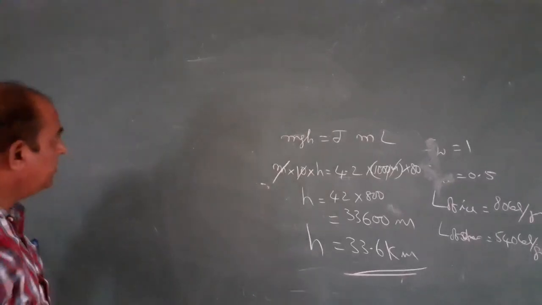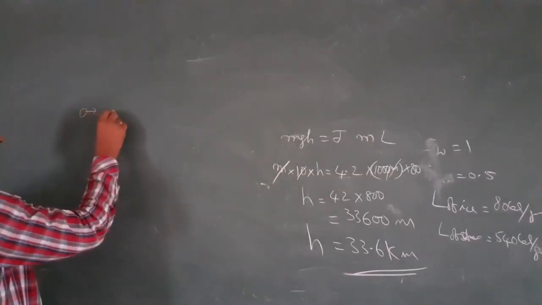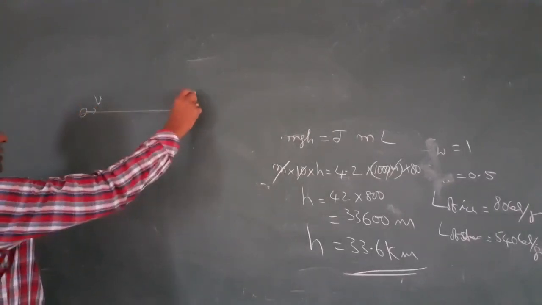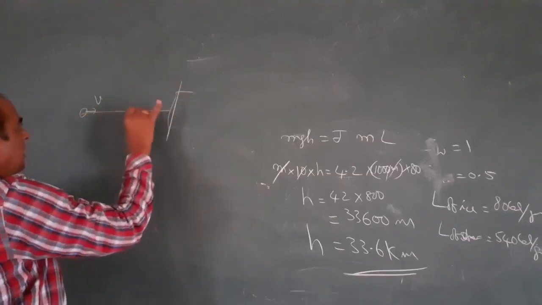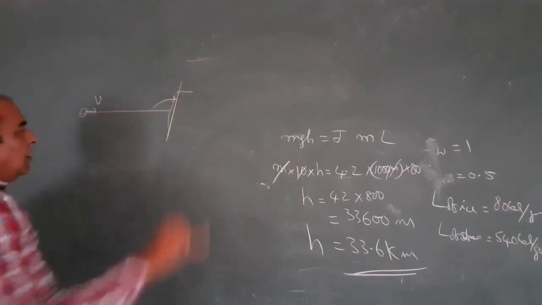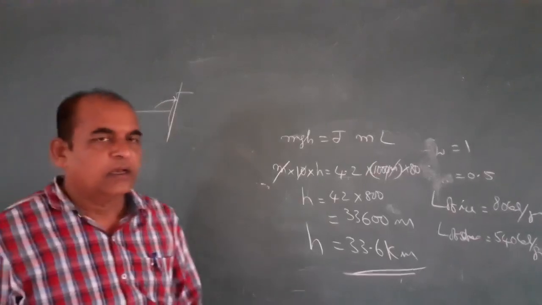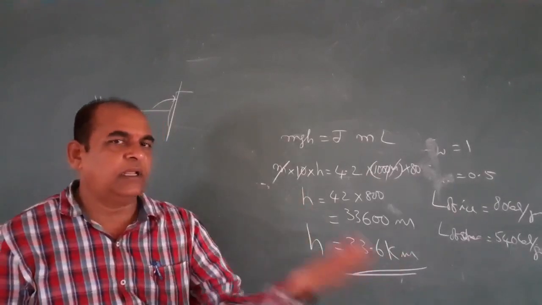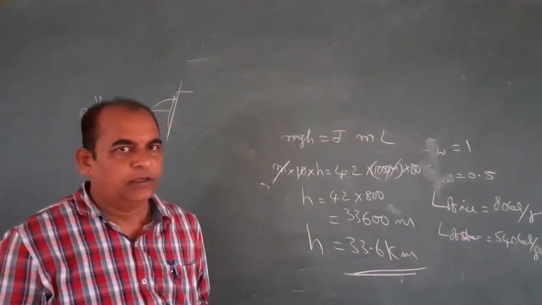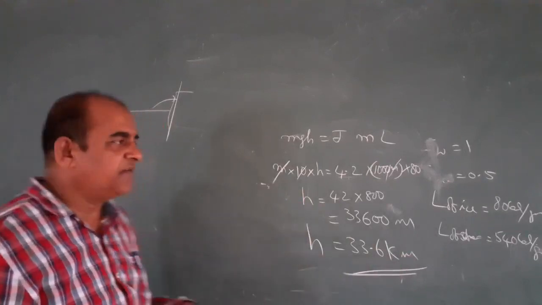Next, one more important problem. A bullet fired with speed v hits the target and 50% of the energy is transferred to the target, and the remaining 50% of the energy is absorbed by the bullet. Calculate the rise in temperature of the bullet.